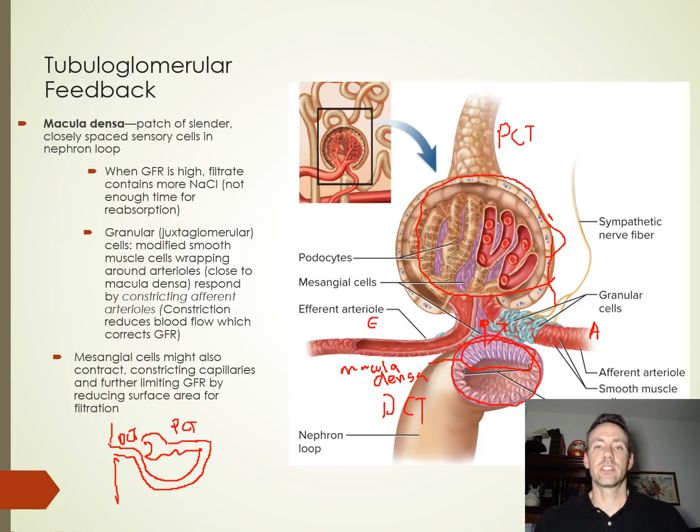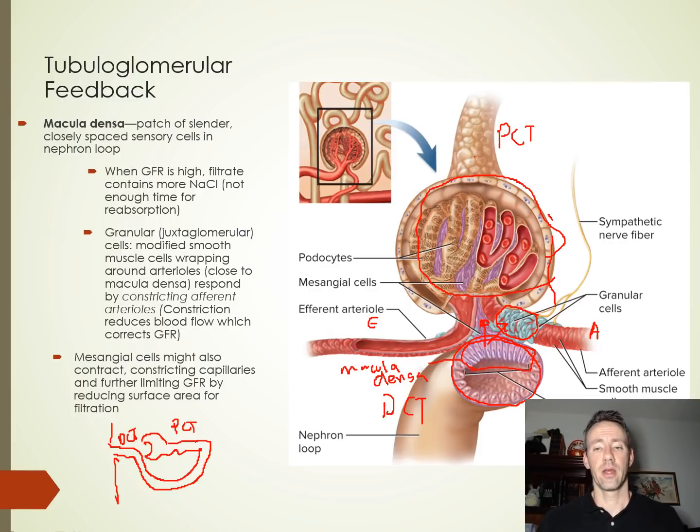If there's an increase in GFR, so there's an increase in sodium chloride that reaches the macula densa, that means the GFR is elevated. So what it does is it signals these granular cells over here to constrict. That reduces the flow going into the glomerulus and thus reduces the GFR and restabilizes our GFR, thus our flow.